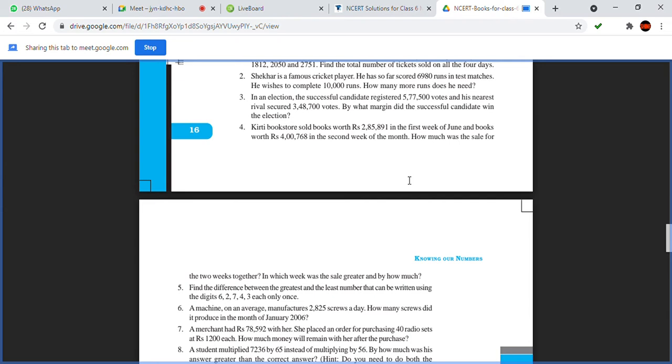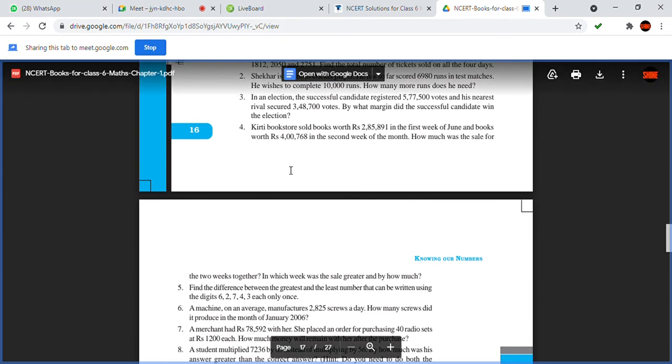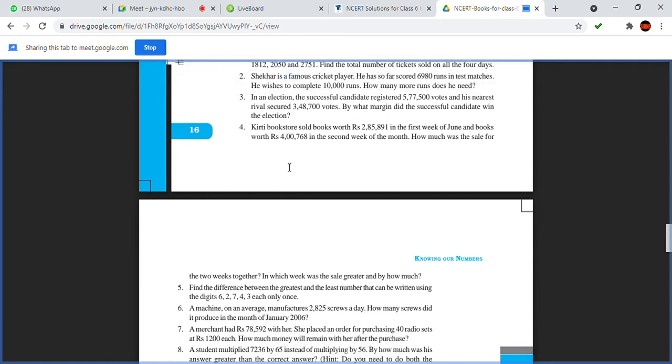So total sale is equal to the second step: worth of the sale in second week, worth of the sale in first week, worth of the sale in second week. You listen to that sentence.